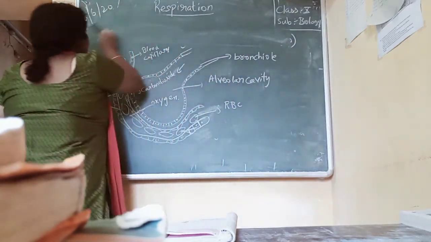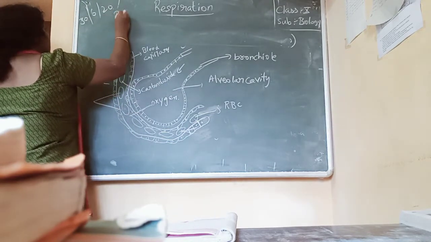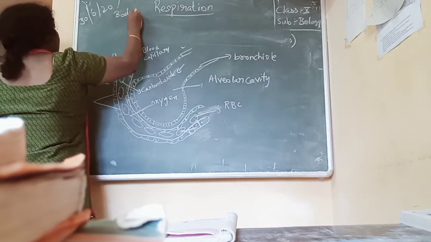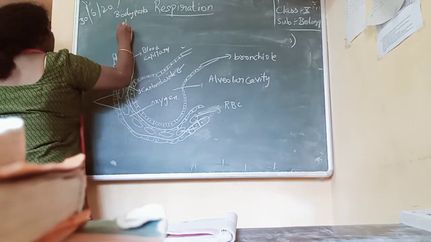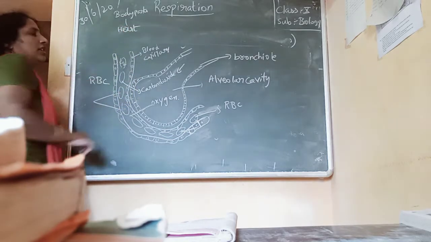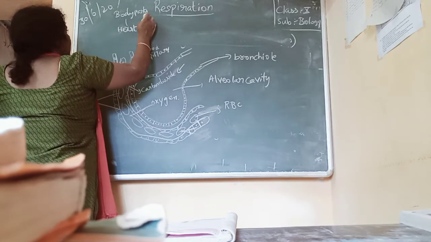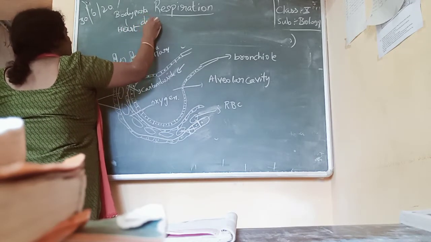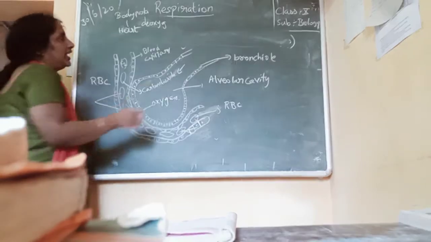Let me explain still more clearly. From the body parts, the blood will be reaching the heart. This is deoxygenated blood, meaning carbon dioxide rich blood. You will call it deoxygenated blood, meaning oxygen is not there.